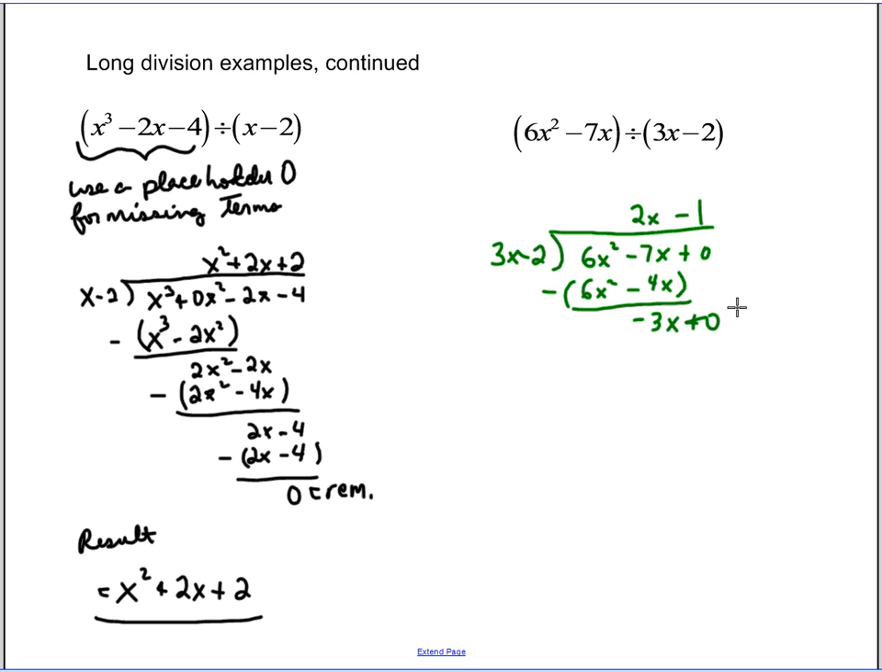That's going to go in my constants column right here. Negative 1 times 3x gives me minus 3x. That's what I was hoping would happen. And negative 1 times negative 2 gives me plus 2. So now I'm going to subtract that away from the line above it. The 3x's drop out. We're going to get 0 minus positive 2. So that's 0 minus 2. That's negative 2. And that's our remainder. So how would we write our result in this case?